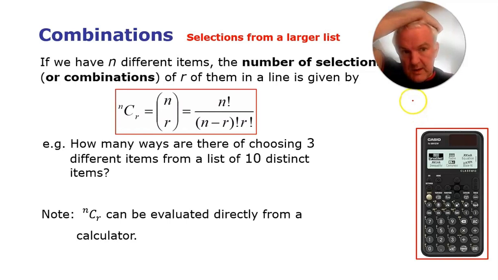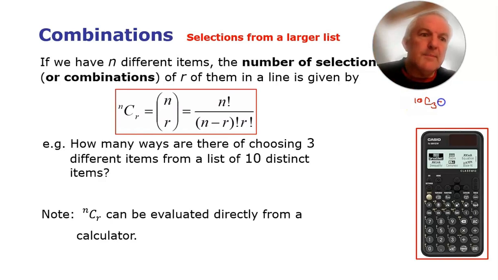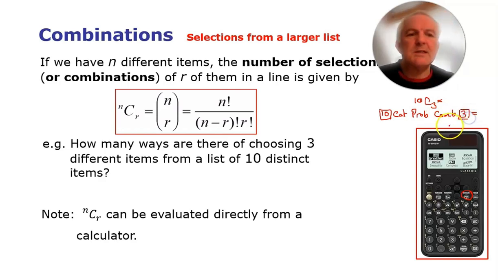So let's say I've got 10 things, and I want to do 10C3. On this calculator, I type in the 10, and then I press the catalog button. You can see the catalog button. It will come up on the screen and I press probability, and then you very quickly see combinations as one of the options. Having done that, it'll pop the C onto the screen. You can type 3 and press equals.